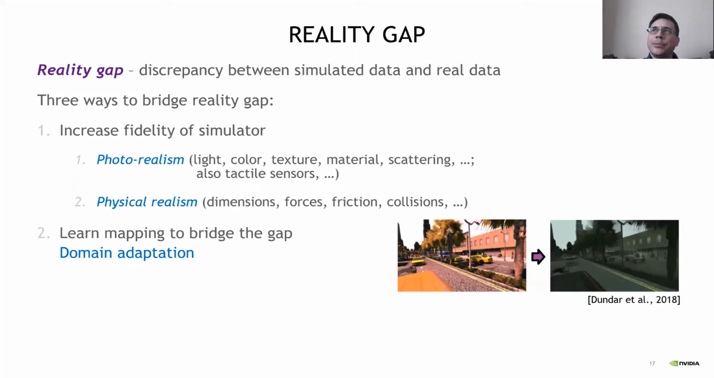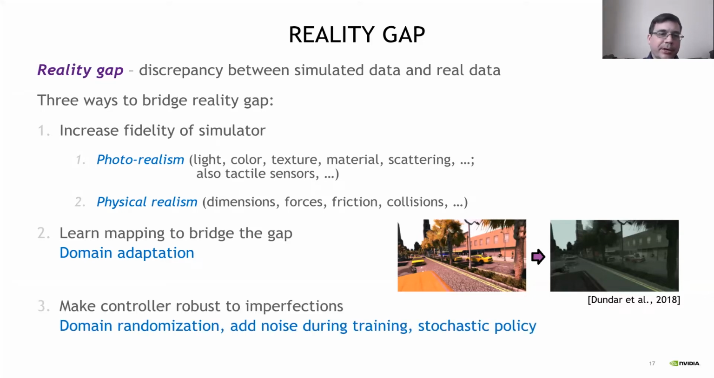One way to bridge the remaining gap is to intentionally learn a mapping between the two domains. This is known as domain adaptation. We've made a lot of progress on this as a community, but I'm not going to talk about this due to time constraints. I'm just mentioning it, and then we'll move on.